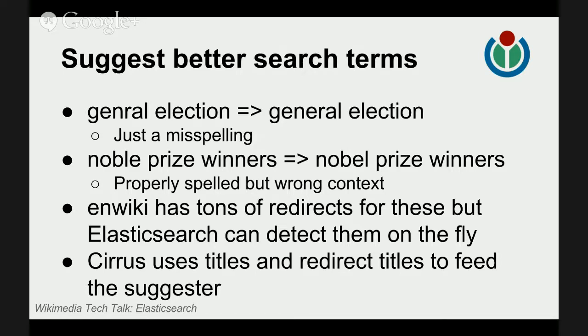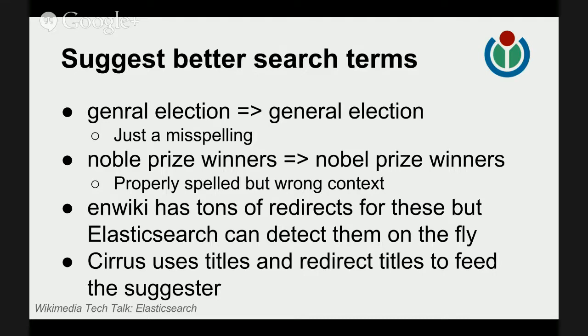Cirrus seeds these with titles and redirect titles. It does not seed these suggestions with suggestions from the article text, which means that that's kind of a mixed bag. But that's how we do it now, and maybe we'll change it. I don't know.